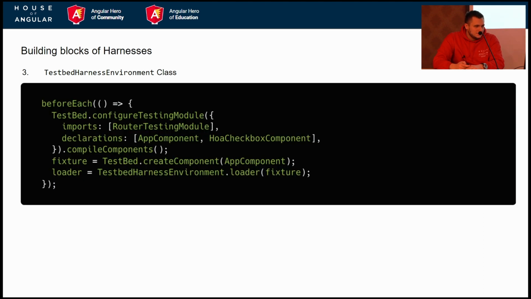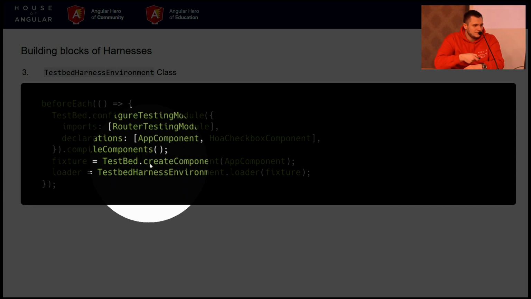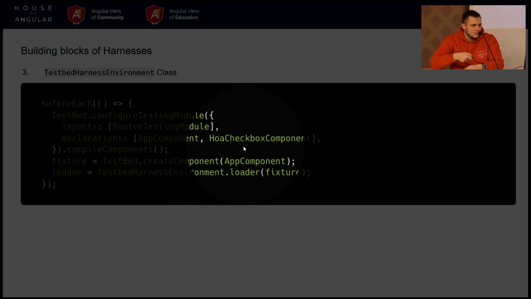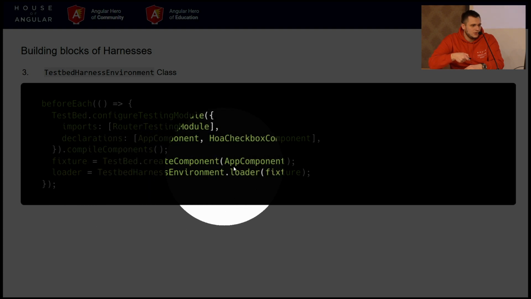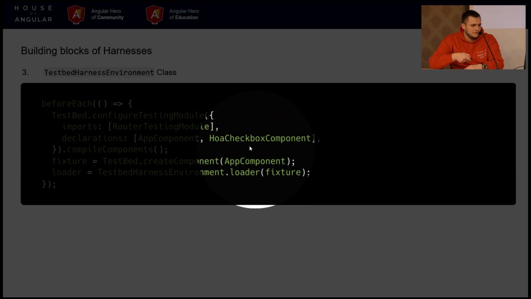Okay, and TestbedHarness usage is pretty simple. Mostly it's in scope of the beforeEach function, the function which is run before each of the tests, because in my scenario, I create such a beforeEach by myself and test it in scope of each it instead of doing it in this way. And we can see there we are initializing our loader using TestbedHarnessEnvironment loader and providing our fixture, which in this scenario is my app component. So this loader will look for the components and harnesses only in scope of that fixture.